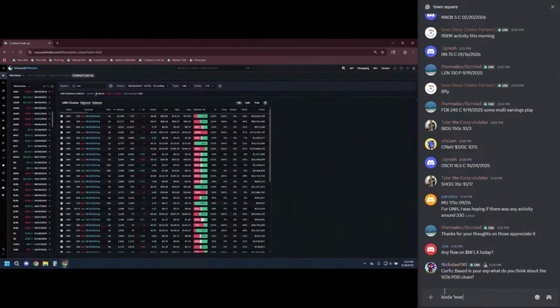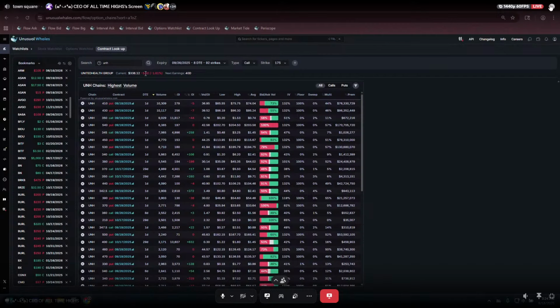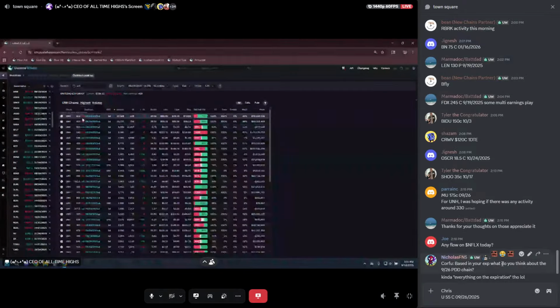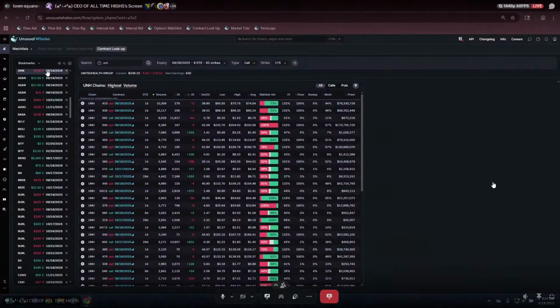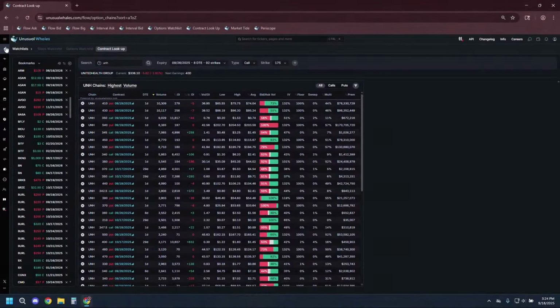So you might pull up this UNH and see, holy shit, this opening activity on these puts. But this is just put arbitrage here. Stock's trading at $336, and the 410, 430 strike puts are just too far in the money. We're gonna look up the flow feed right now. I'm gonna put in puts.